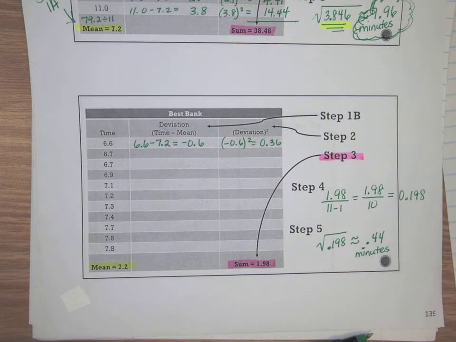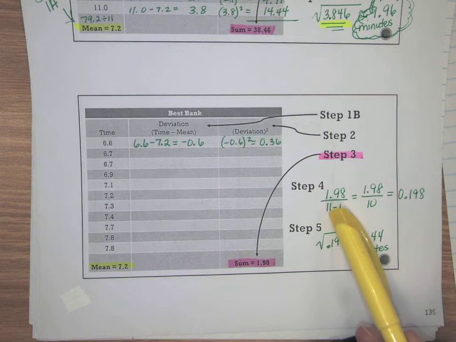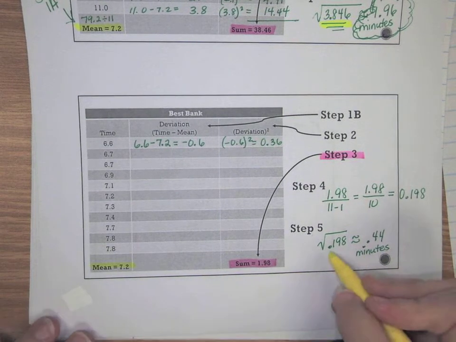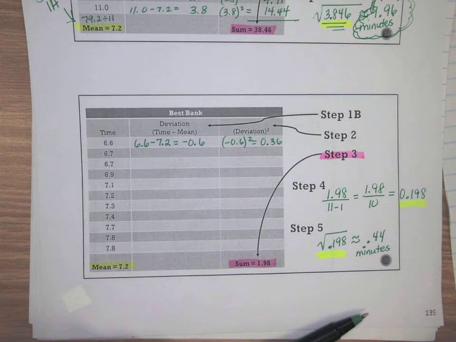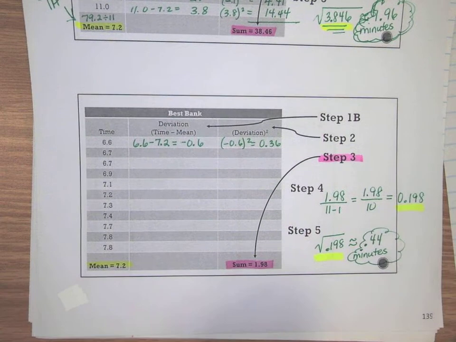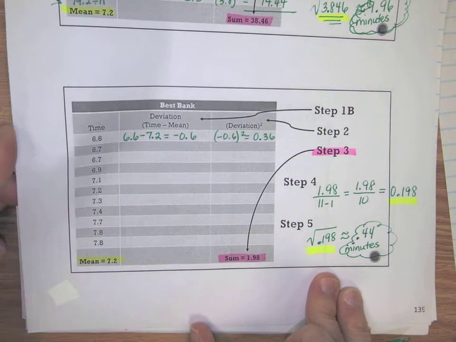Once you have that, you'll go on to step 4, where you take that 1.98 and divide it by 11 minus 1. You should get 0.198. Then you take the square root of that 0.198, and you'll find that your standard deviation for Best Bank is 0.44 minutes. Just double check those as you go and make sure you come up with these values.